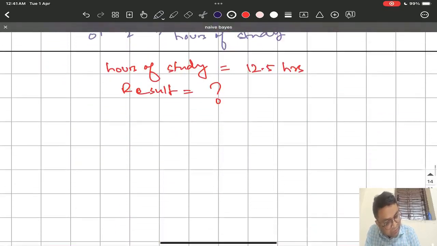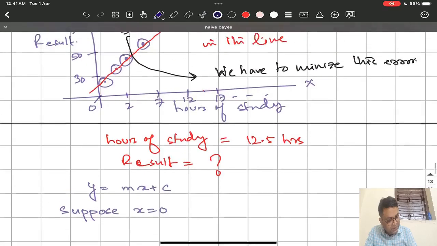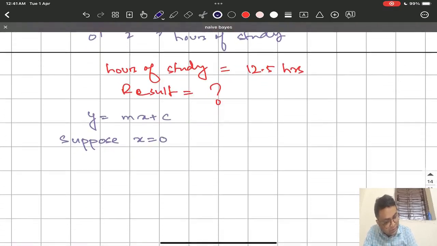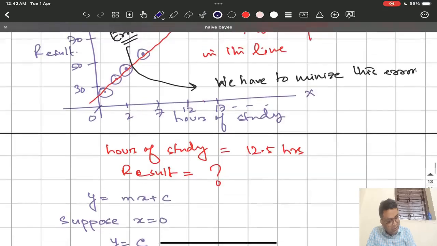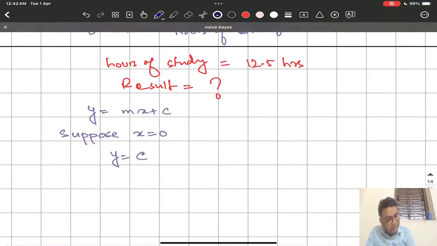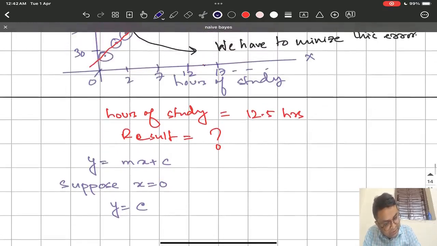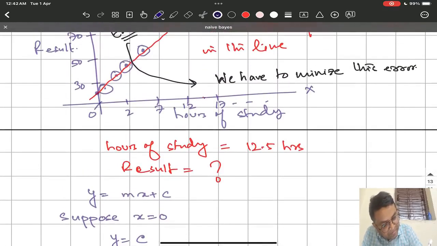You all know y equal to mx plus c. Suppose x equal to 0. X equal to 0 means hours of study equal to 0. Then y equal to how much? Y equal to c. Understood? Suppose y equal to mx plus c, x equal to 0, m into 0 is 0. So y equal to c. Then c is which value? C is this value actually. Understood? This is the c value. This is c. That is the intercept.